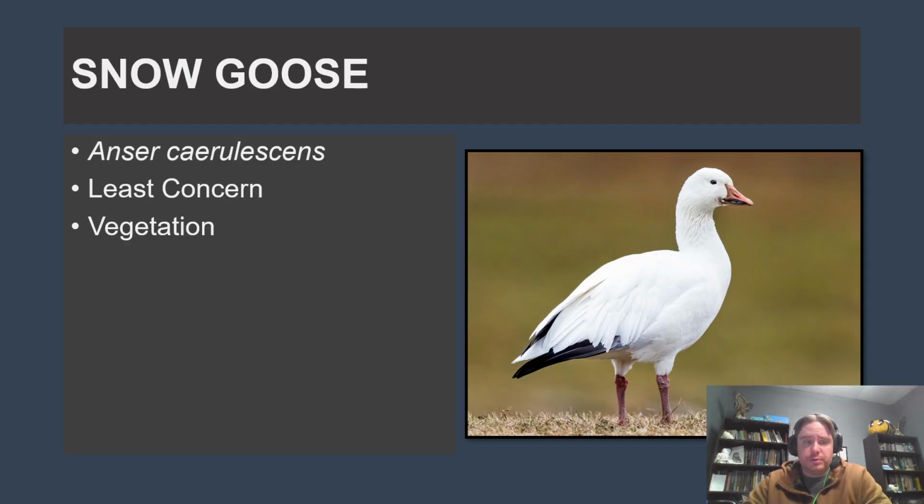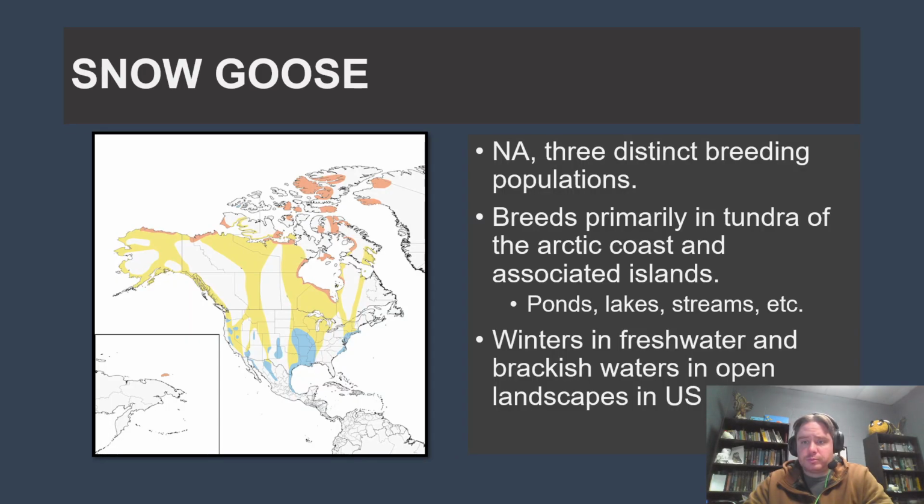Snow goose, Anser caerulescens, is a least concern species. In fact, it is an incredibly abundant species that is primarily herbivorous, a vegetation-eating goose. These guys have 3 distinct breeding populations within their North American range, which are somewhat reflected in the 3 yellow stripes you see on that map. Those yellow stripes represent the migration paths of the distinct populations.